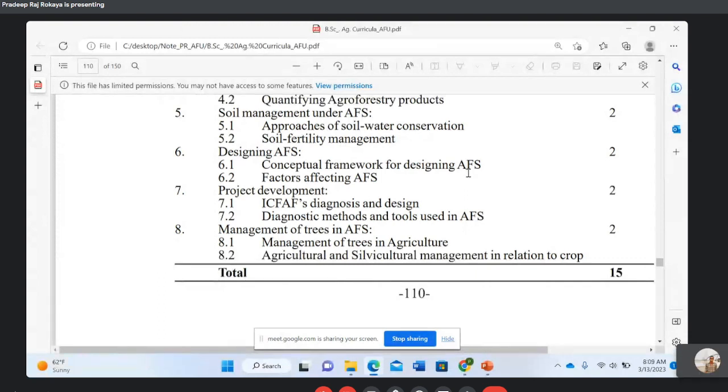7.1 ICRAF diagnosis and design. 7.2 Diagnostic methods and tools used in agroforestry systems. 8. Management of trees in agroforestry systems. 8.1 Management of trees in agriculture. 8.2 Agricultural and silvicultural management in relation to crops.